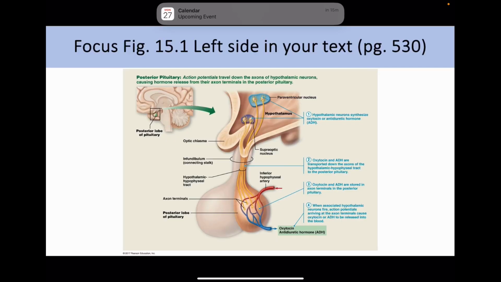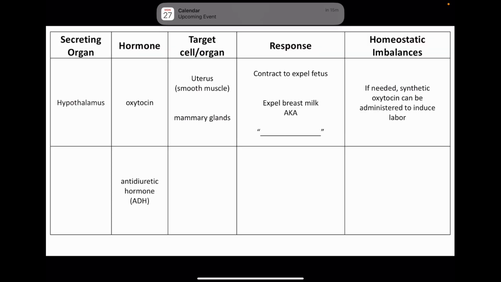So next we're going to talk about the gland or the hormones of the posterior pituitary, that oxytocin and antidiuretic hormone. So for oxytocin, it's released by the hypothalamus / posterior pituitary.